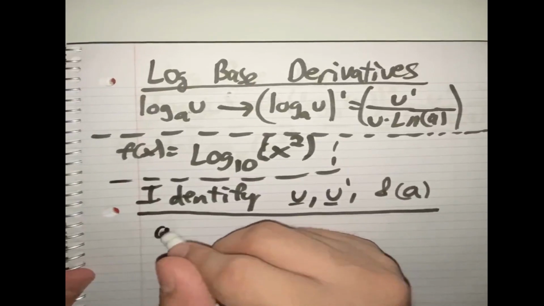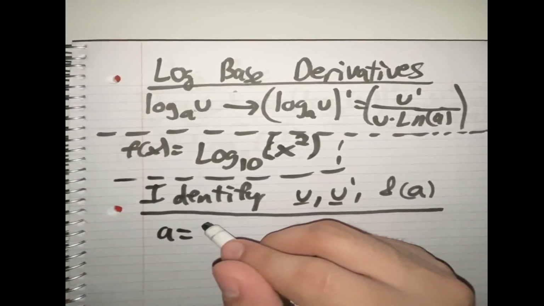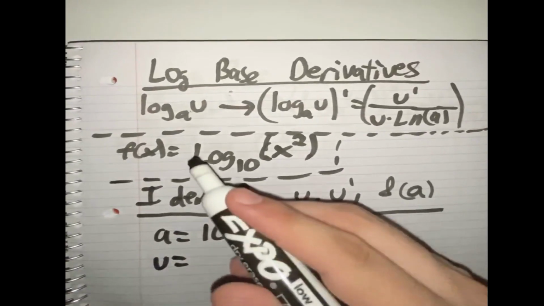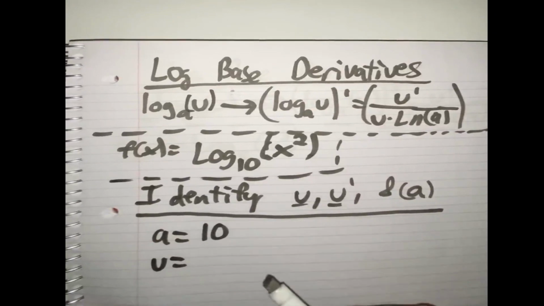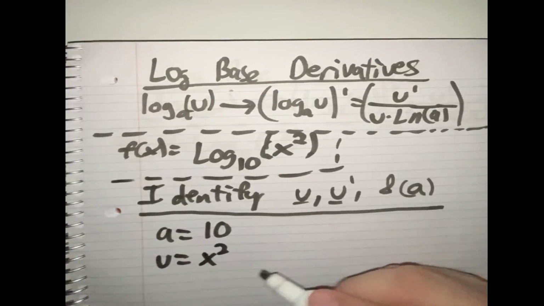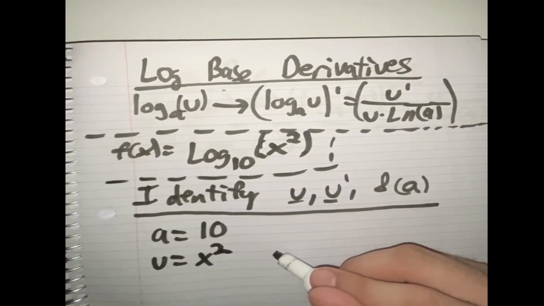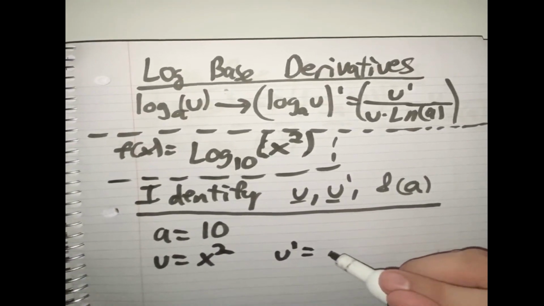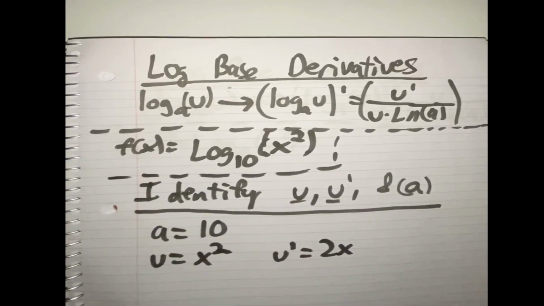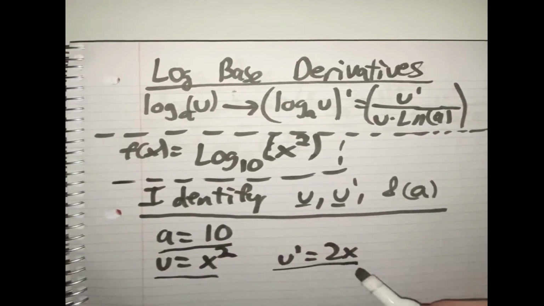Our a is the base of the function, so our a in this case will be 10. Our u is whatever you see inside the parentheses, so in this case, it is x squared. And taking the derivative of that, our u prime would just be equal to 2x. So now it's just literally a matter of plugging these in. Now we identified a, u, and u prime.